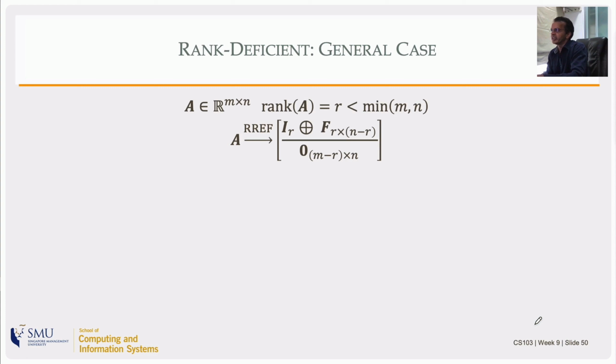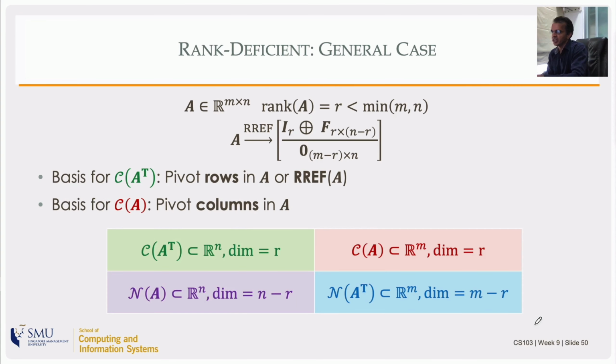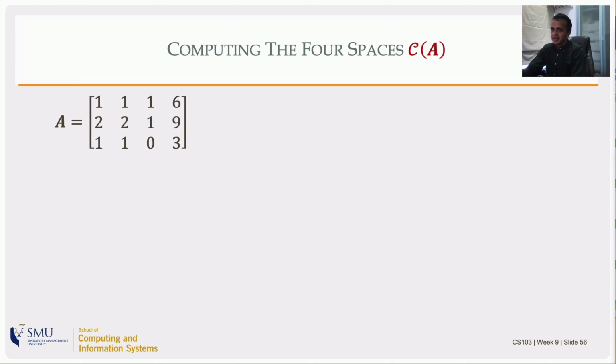So a general case, I will just write that once more. Dimension of row space is r, dimension of column space is r, and nullity is n minus r, number of columns, number of variables minus r, the number of free variables. Nullity is the number of free variables, and the left nullity is the number of rows without pivots, that is m minus r. Now computing the 4 spaces, that is an important topic.